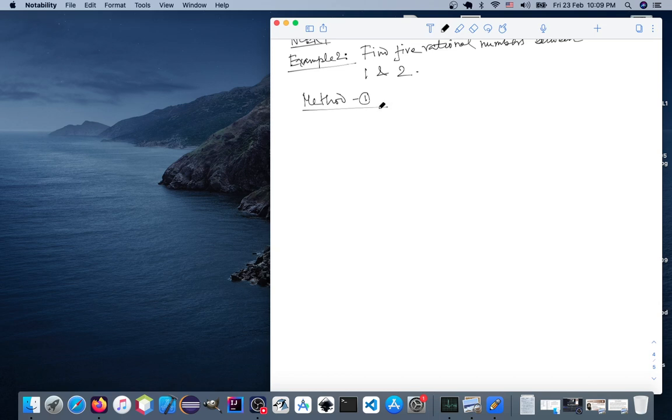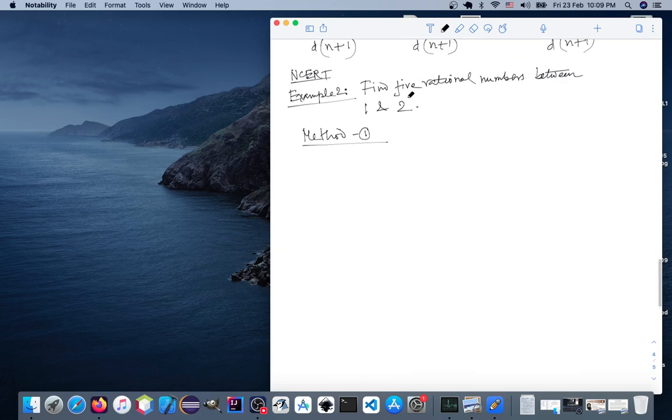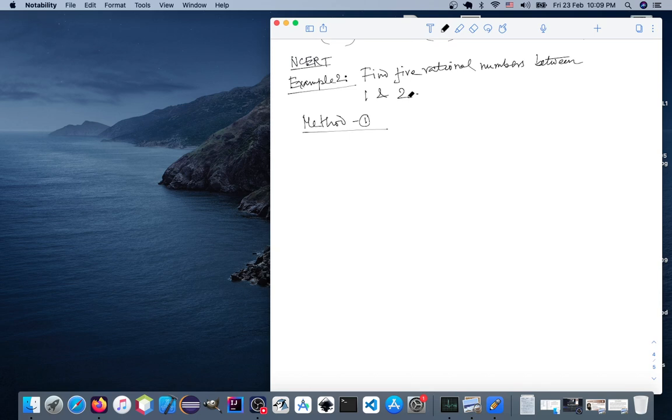How do we solve it? So the first rational number between 1 and 2 we will get as 1 plus 2 by 2, which is 3 by 2. So 3 by 2 is a rational number between 1 and 2. So we have found one rational number, the first rational number.